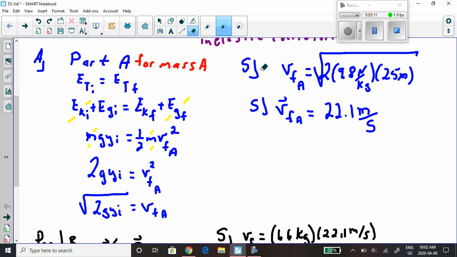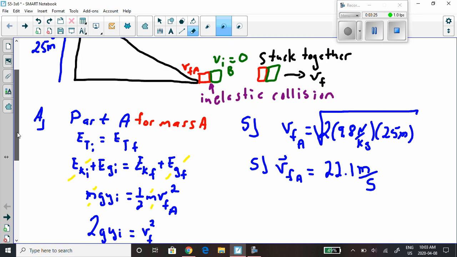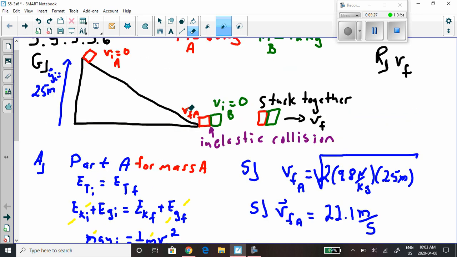Then S is for substitute. We plug in some numbers. We get our handy dandy fancy dancy calculator out and we find the final velocity of the skier A, 22.2 meters per second. Now I want to go back to the diagram. That means when the skier gets to here and just is hitting skier B, that's the speed of skier A, just as the collision is about to commence, just at the onset.